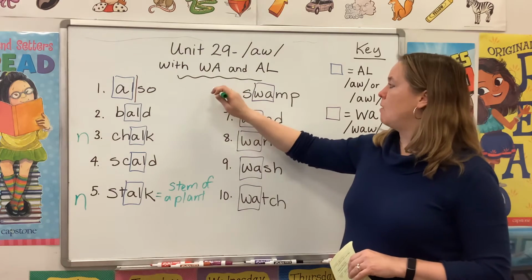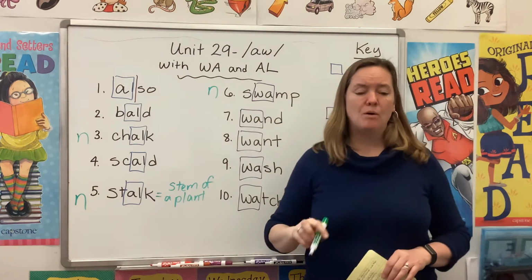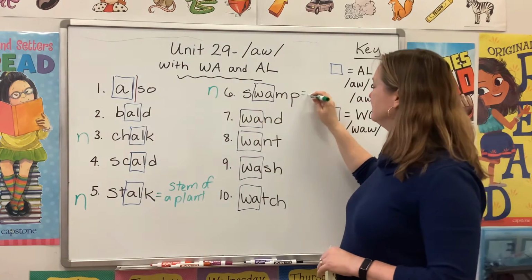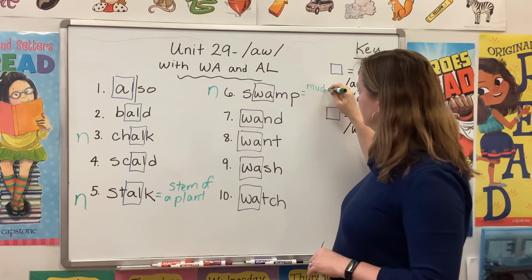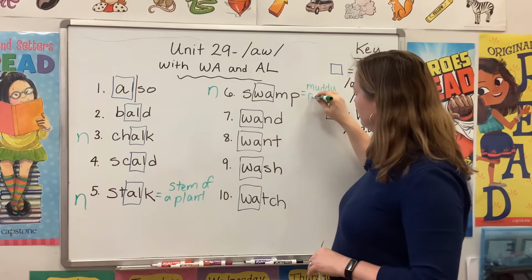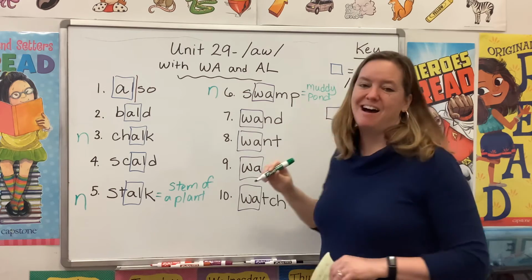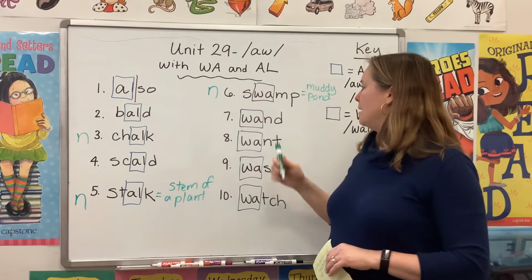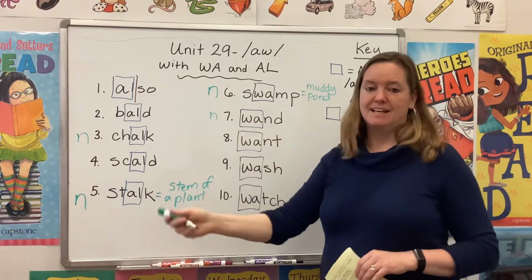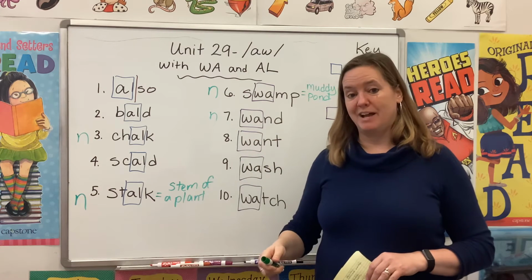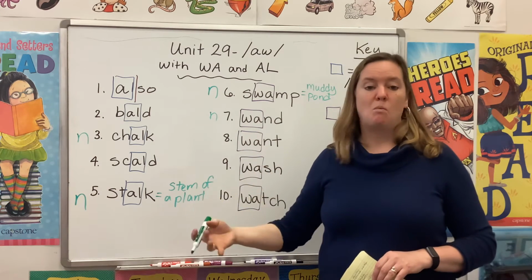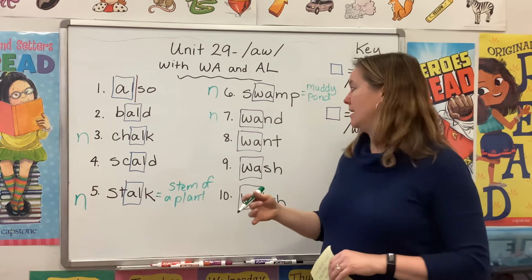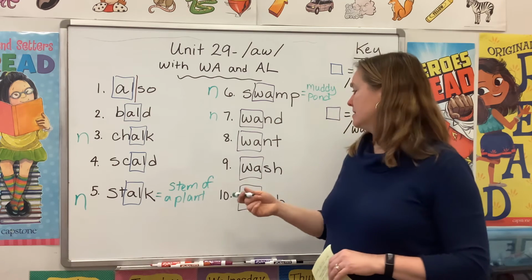Okay, a swamp is a noun. That's a muddy, wet place. I'm just gonna write, muddy pond, okay? A wand is a magical stick, right? Like a fairy has a wand, or a witch has a wand, a wizard has a wand.